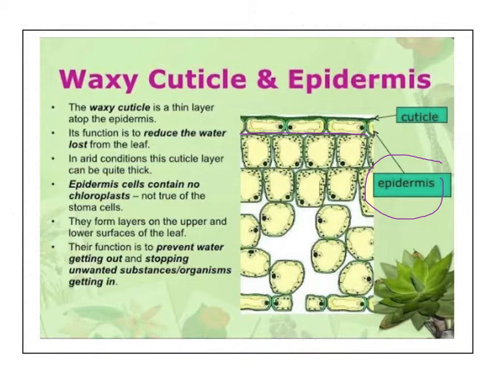Clear, everyone? Okay. Now, just above the epidermis, there is a layer called the cuticle. Clear? And its function is to reduce the loss of water. The cuticle present on the leaves does not let water evaporate from the leaves. This is very, very important, because if there is less water in the plant, the cuticle will stop the loss of water.